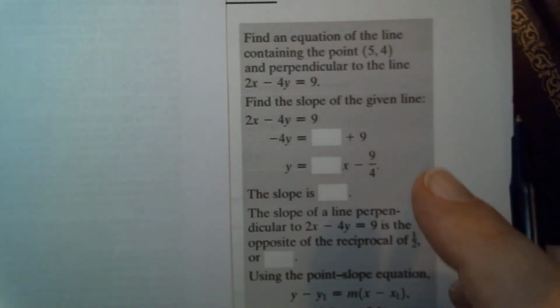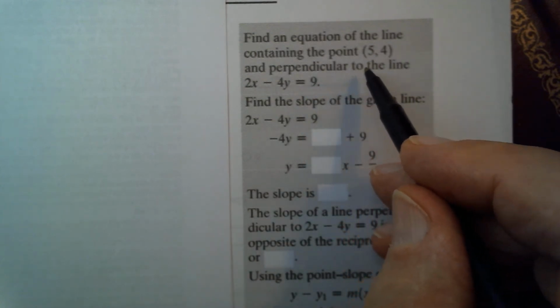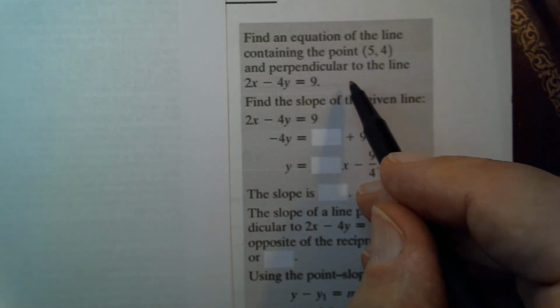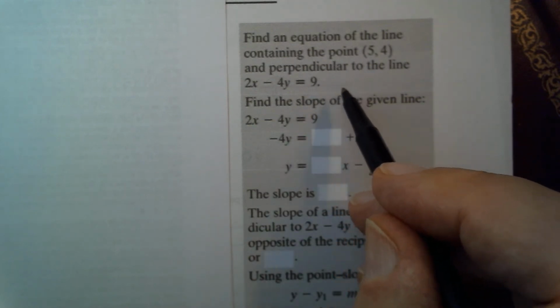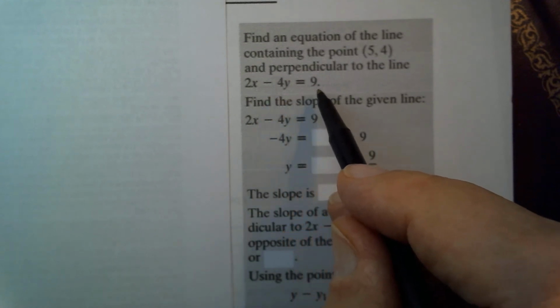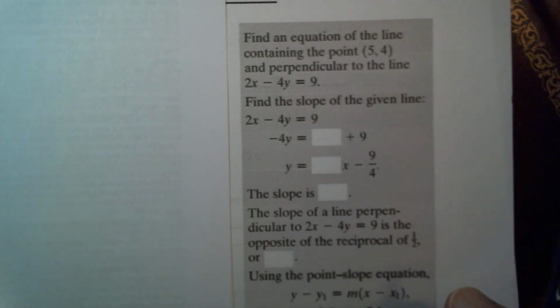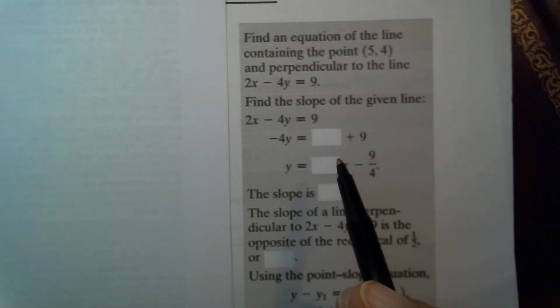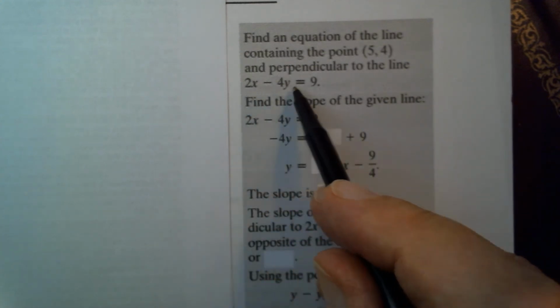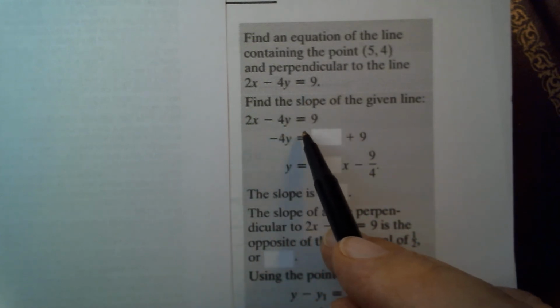The next exercise asks us to find an equation of the line containing the point 5, 4, and which is perpendicular to the given line of 2x minus 4y equals 9. So the first thing we need to do is determine the slope of the given line. So in other words, we need to solve this equation for y. So in other words, 2x minus 4y equals 9.